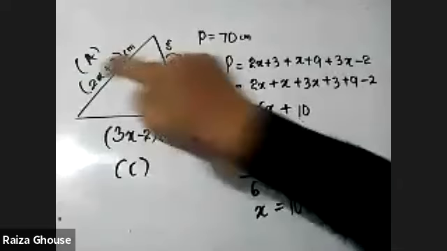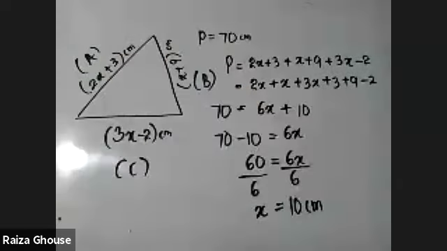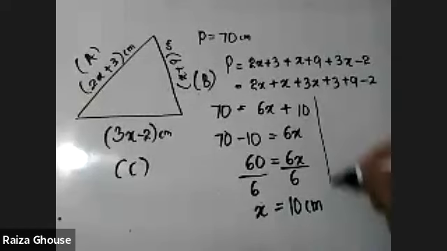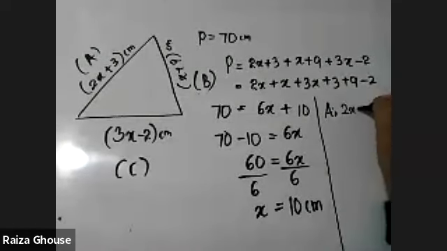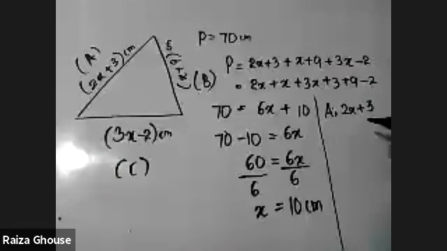So what is A equal to? We have to find that. How do you do this part now? Listen carefully. A, 2x plus 3. Listen, okay? Once more I'm explaining.